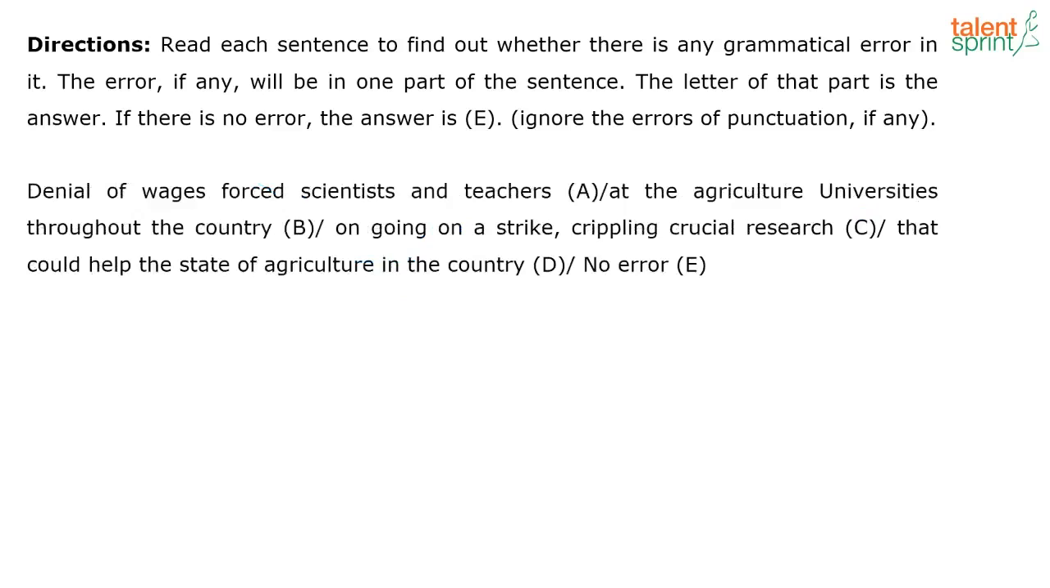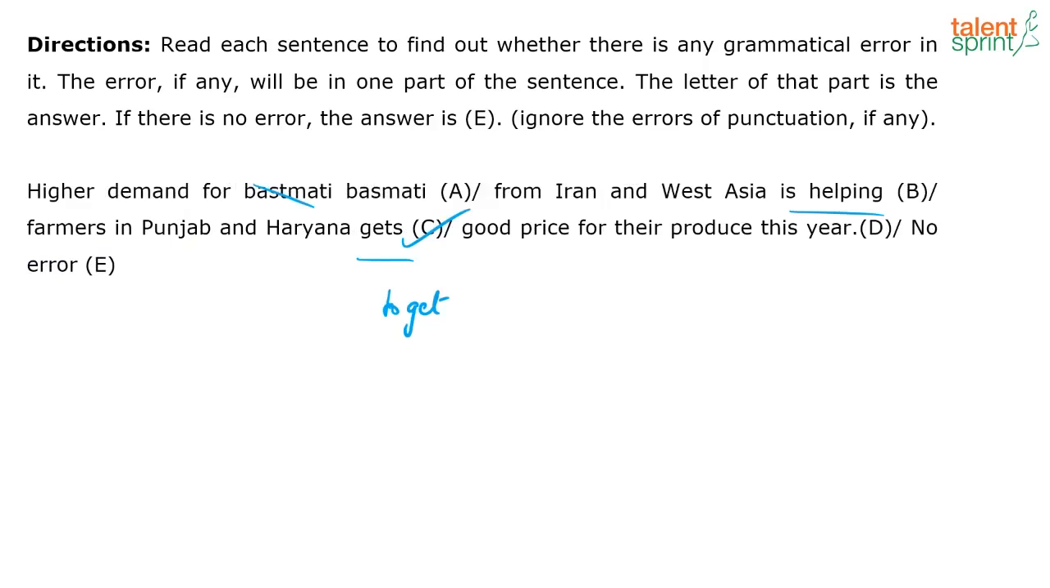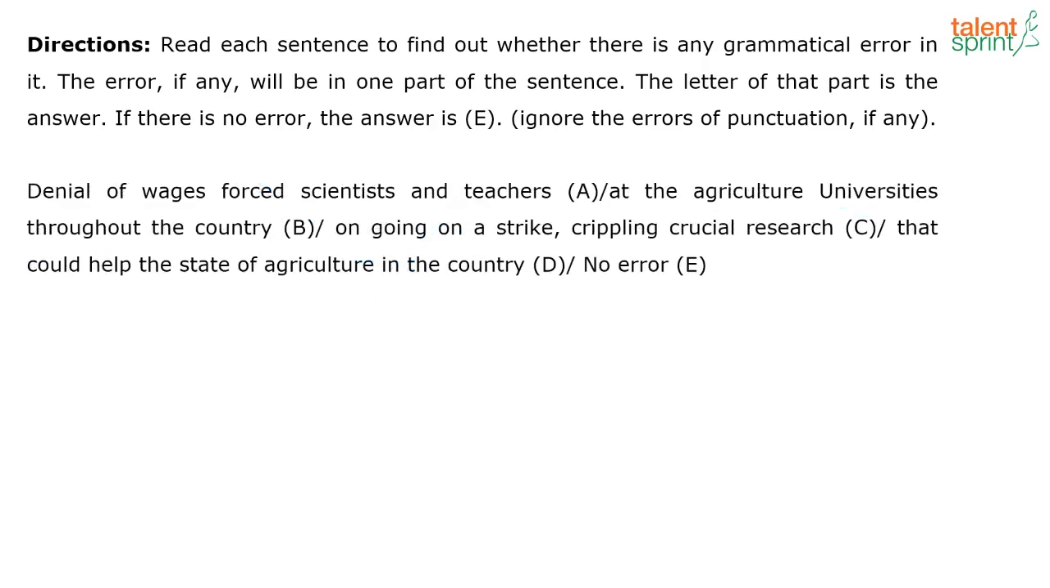Let's see if you crack this. Denial of wages forced scientists and teachers at the agriculture universities throughout the country on going on a strike, crippling crucial research that could help the state of agriculture in the country. Pretty long sentence, slightly confusing, but if you break it down, let's see if you're able to identify the error. Again, there is a clue word. In our first example, ability was the clue word, and in our second example, helping was the clue word. Let's see if you're able to identify the clue word and where the error is in this question.